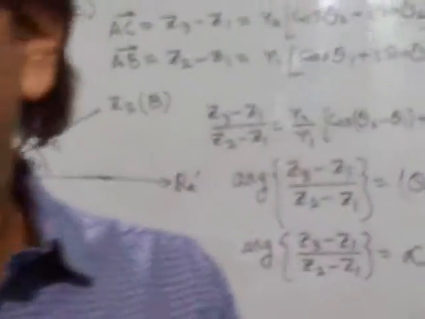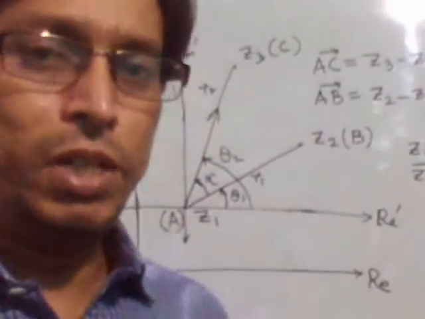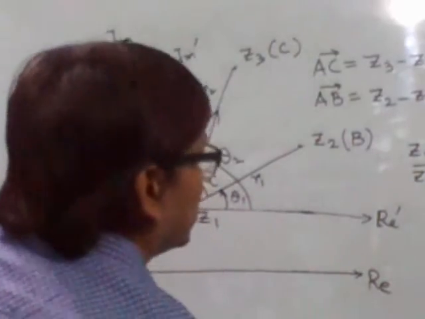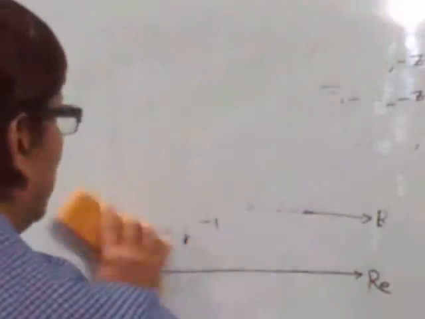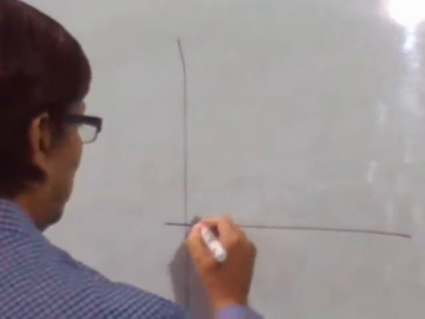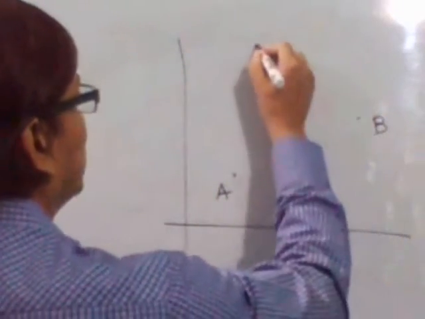For instance, I am showing you another example so that you can understand how it can be done for other cases. Suppose here is a point, this is A, this can be B, this can be C.